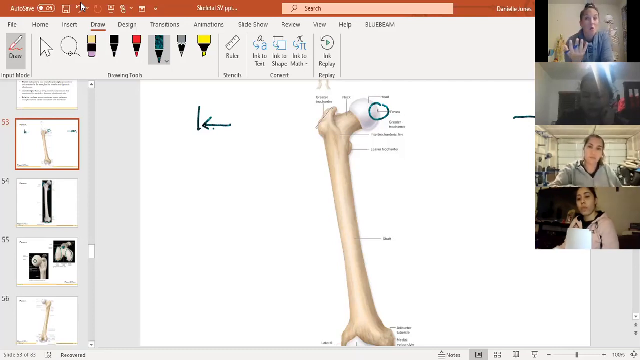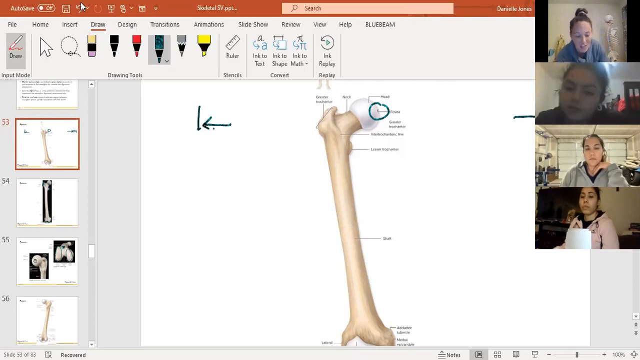Kind of like how the rotator cuff muscles wrap around the shoulder, this is where those ligaments wrap around and keep this joint solid and stable. So that's what the fovea capitis is for.